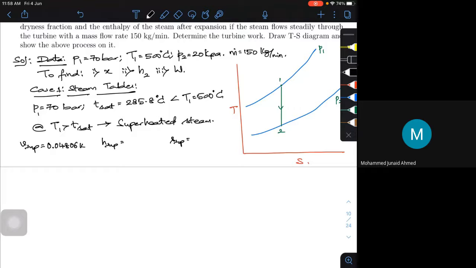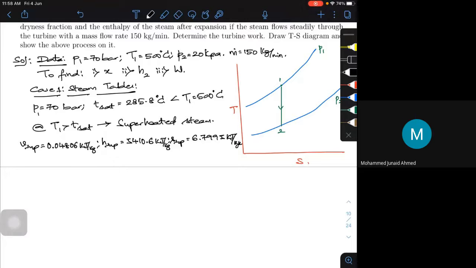Now what is H sup? 3411? What I saw was 3410.6. Okay, no problem, I told you it will vary from decimal to decimal, so I will take the values what you people write. 3410.6. What is S sup? 6.7993 kilojoules per kg Kelvin.